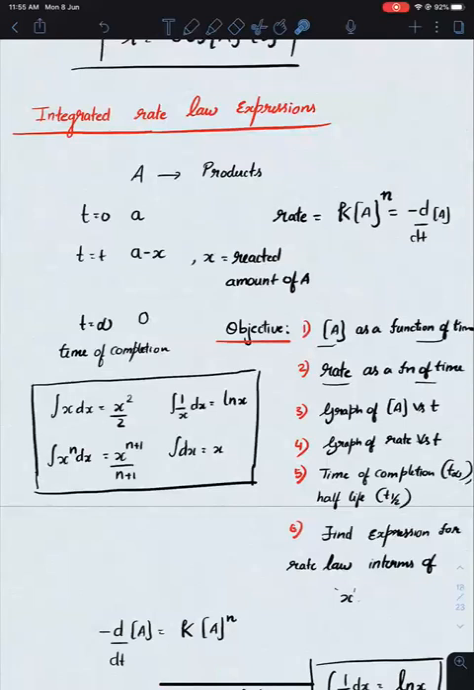Differential rate law expression is minus 1 by a dA by dt equals minus 1 by b dB by dt equals 1 by c dC by dt equals 1 by d dD by dt. That is the differential rate expression. If you integrate that expression, you will get the integrated rate law. Suppose A is giving you products.